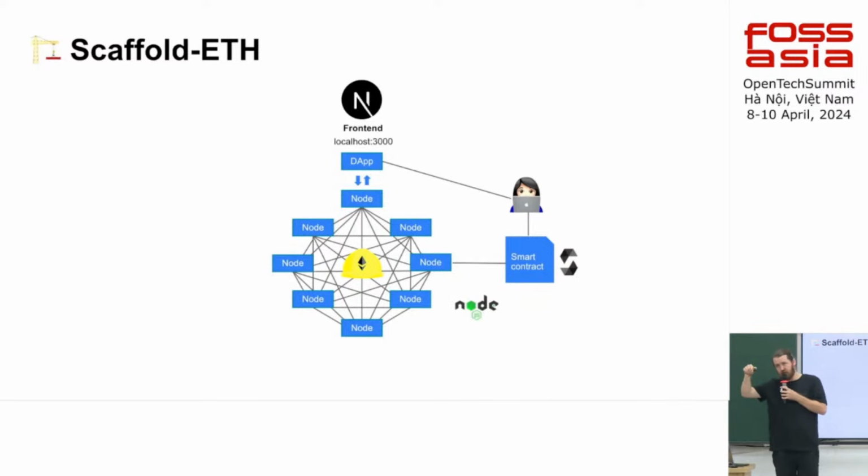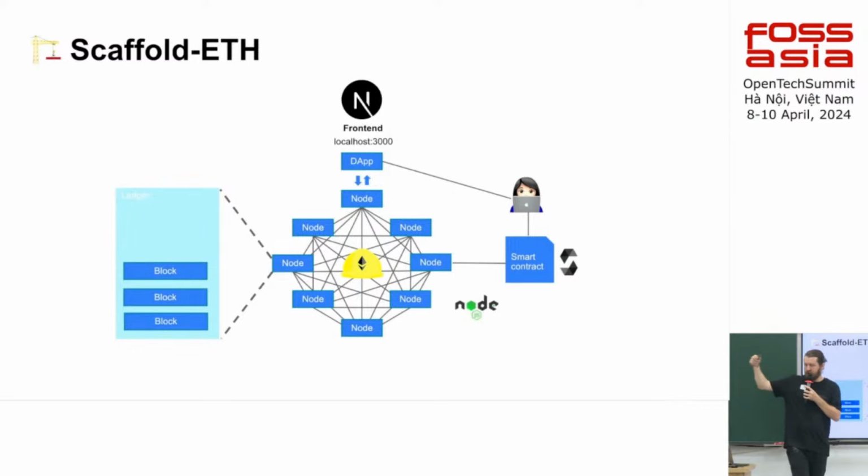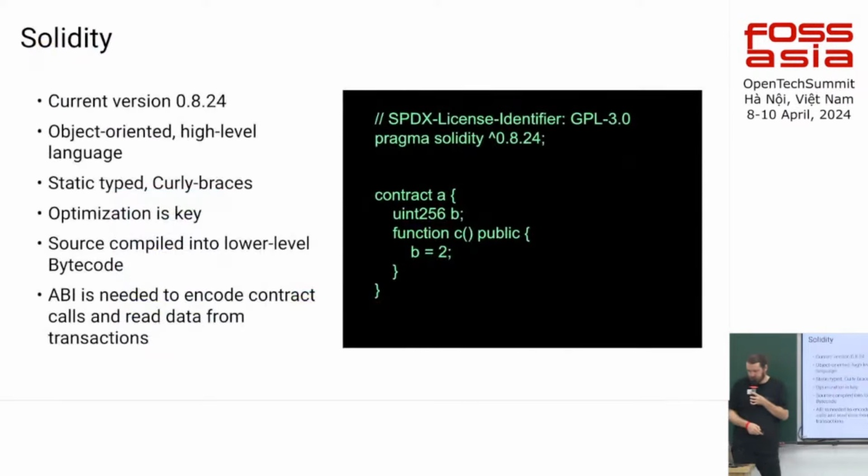So you take your smart contract, you write it in Solidity, you deploy it using something like Hardhat or Foundry to the local node, and you run Next.js or React or whatever front-end framework you want right there. And then as you deploy your application and interact with your blockchain, you start to form blocks that you can test with.